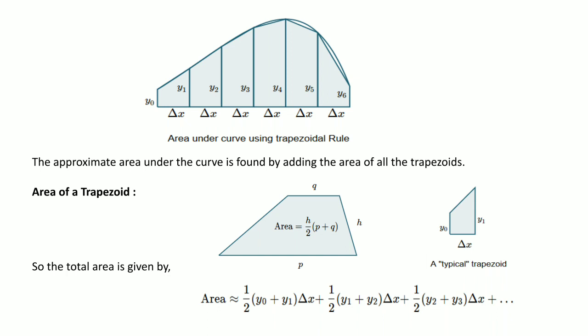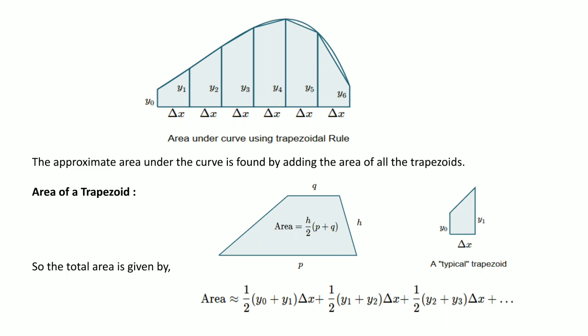You know, the area of a trapezoid is given by h by 2 into (p plus q). You can see in the figure below, the area of the trapezoid is given as h by 2 (p plus q). This is known as a typical trapezoid, but in our curve that we have divided into different areas, it is a rectangular trapezoid. Rectangular trapezoid means the edges are at 90 degrees to the base.